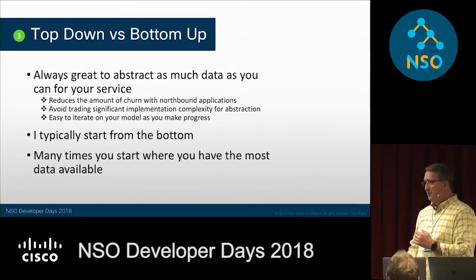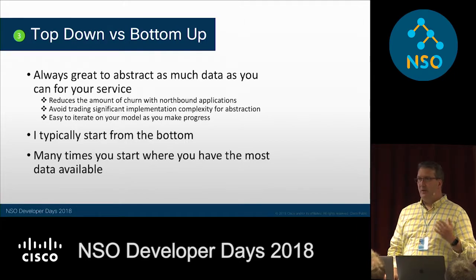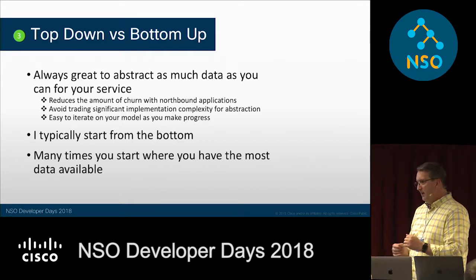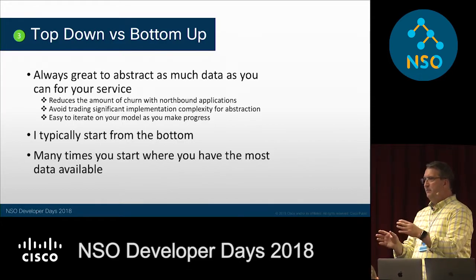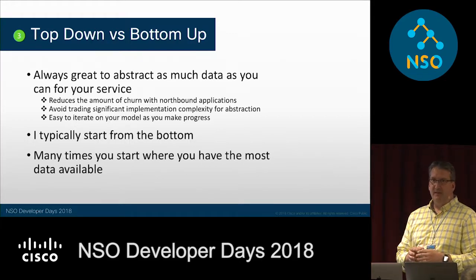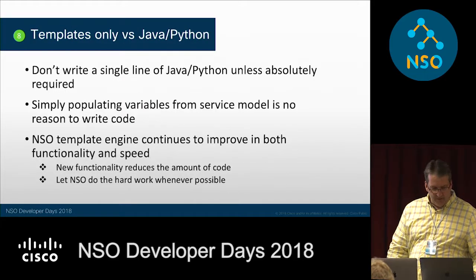I tend to work that way is because a lot of times when I go to customers to do some sort of proof of concept, they always know this is what I want in the network. I want NSO to push out this configuration for this use case into the network. So they usually have that piece of it. So I usually start with that. But again, you kind of start where you have the most data available.